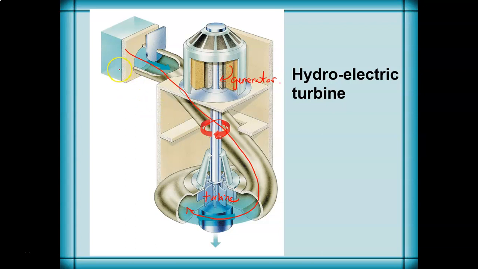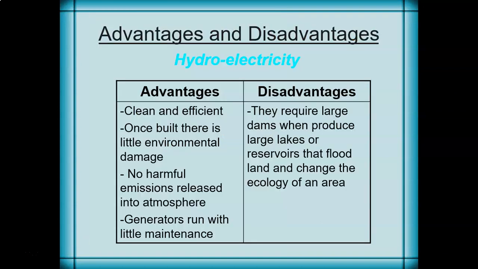Right? Again, you've got a kinetic store of moving water using a mechanical force in order to move the generator, which is another kinetic store that would release an electric current. Now, some advantages are that it's clean and efficient.